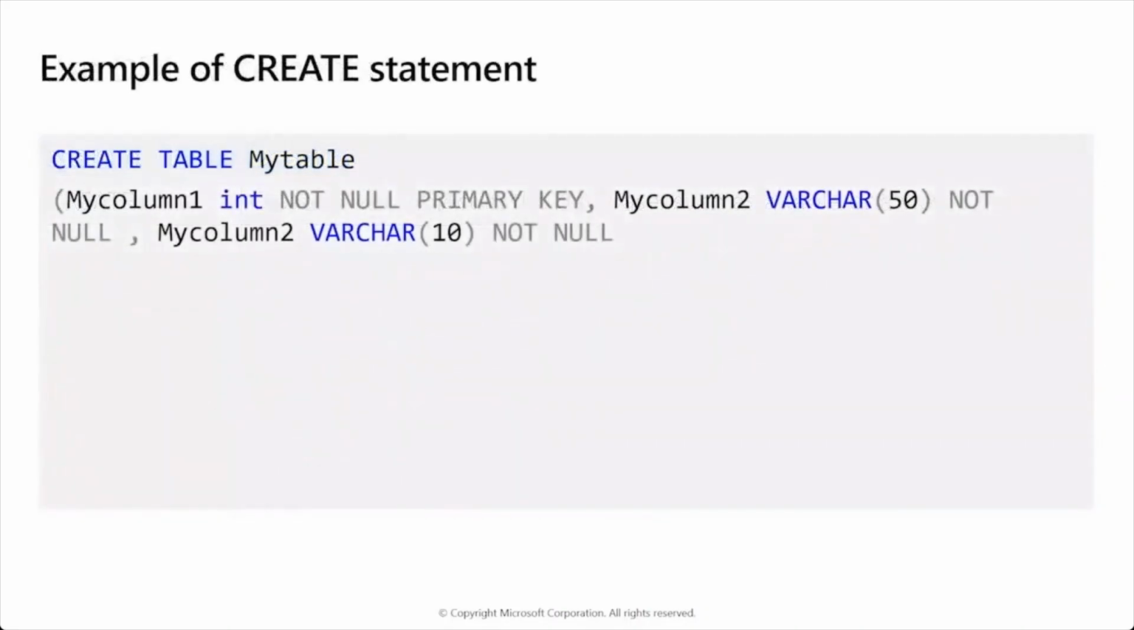Now, if we look at an example of the create statement, this example creates a new database table called my table in the database. And so the items between the brackets, or the parentheses, specify the details of each of the columns in the table, including name, data type, whether the column needs to have a value or not, so that's a not null, and whether the data in the column is used to uniquely identify a row, which is the primary key part. So every table should have a primary key.